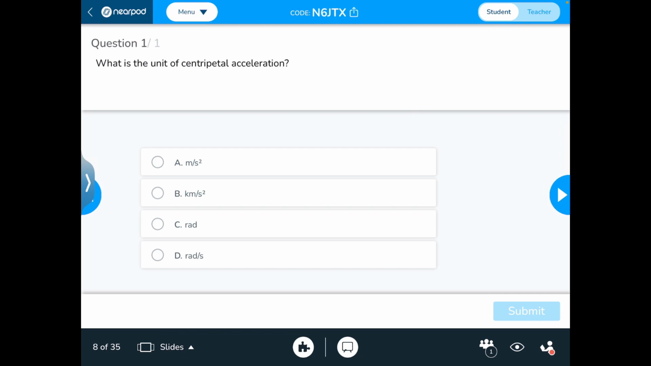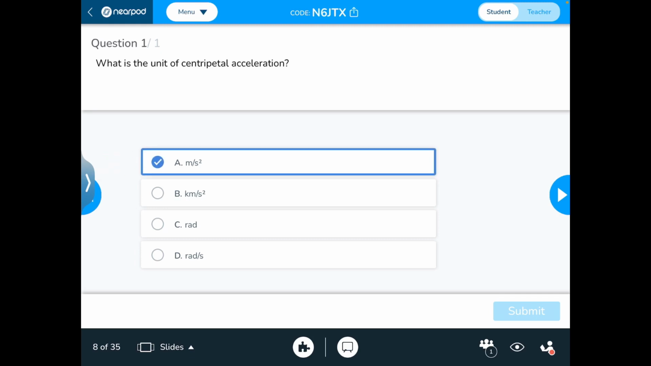So what is the unit for centripetal acceleration? Looking at these units here, we've got meters per second squared. That's our typical one. Kilometers per second squared is not a typical acceleration unit, but it is one, but not one that is our standard unit. Then the other two, radians and radians per second. Radians is just a unit for angle, and radians per second is our unit for angular velocity. So it has to be meters per second squared.